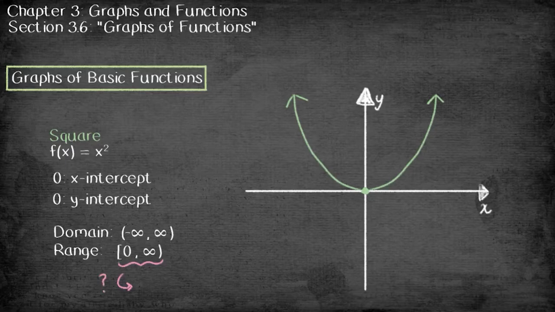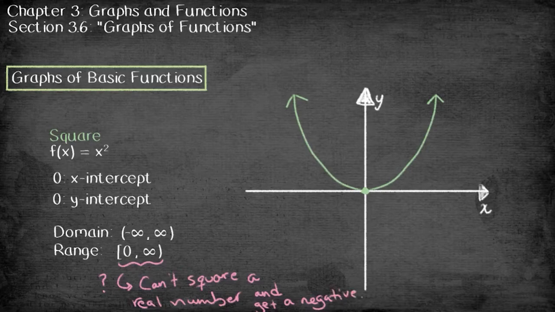So what does this mean? This means we can't square a real number and get a negative number. So all of the negative numbers are excluded from the range of this function.